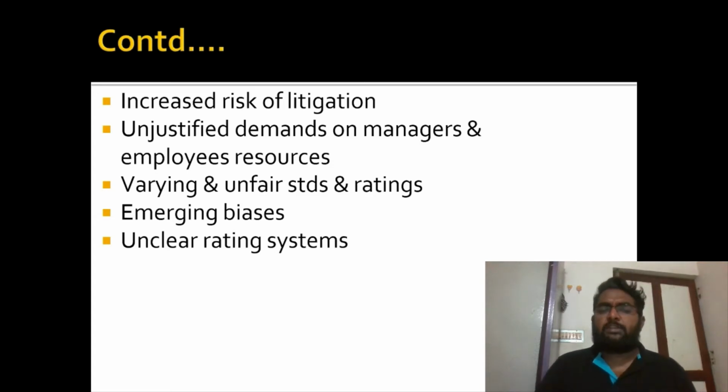Then emerging bias, it will create bias, because there will be some employees who are favorable to the management, whereas some others may not be. Then unclear rating system, if the system is not clearly implemented, that means if the performance management system is not effective, then the rating system will be poor.